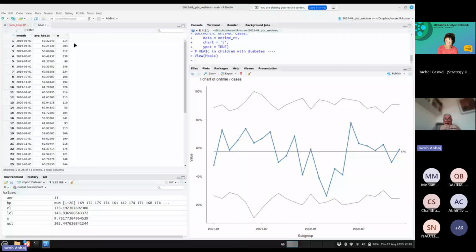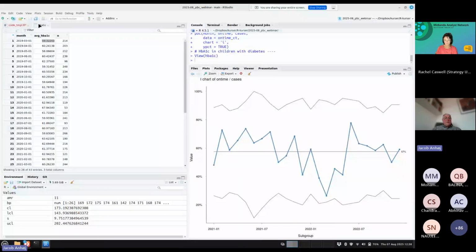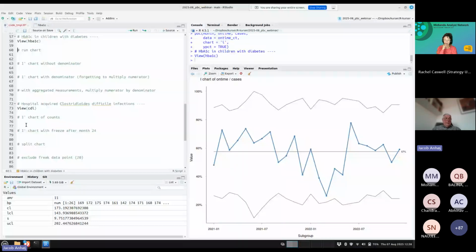Then I would have been able to make an X-bar chart of this. But I was given the averages and then the number of patients for each month. So this is a typical case for use of P prime charts for aggregated measurement data. So I just have to remember the numerator is called average HbA1c and the denominator is called n. Let's make a P chart. Sorry, let's make a run chart. Process behavior chart.